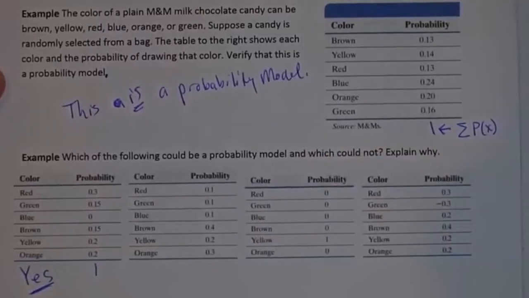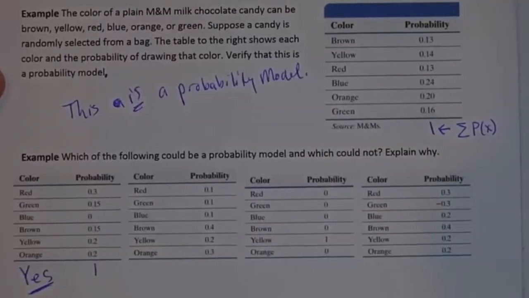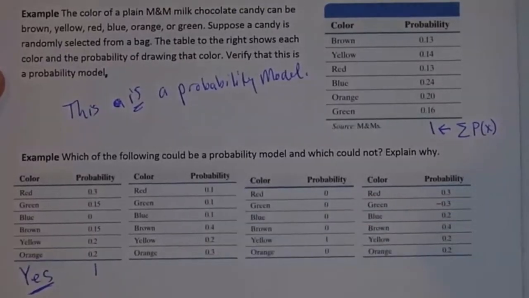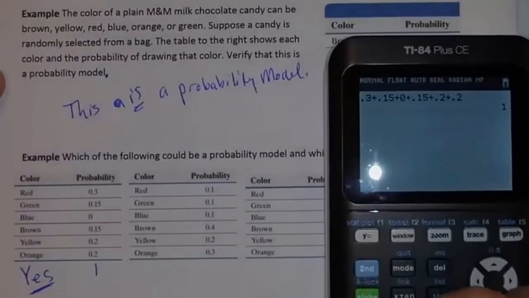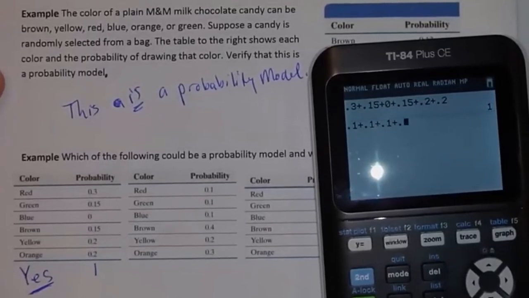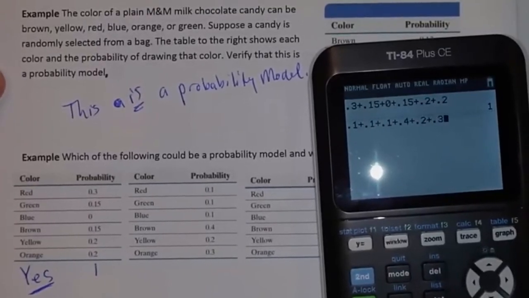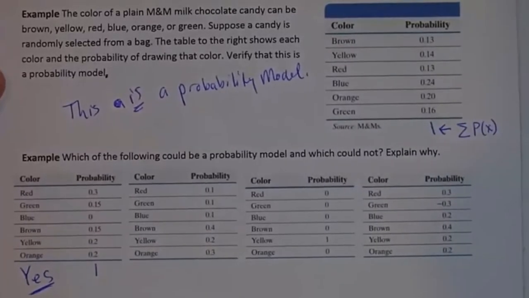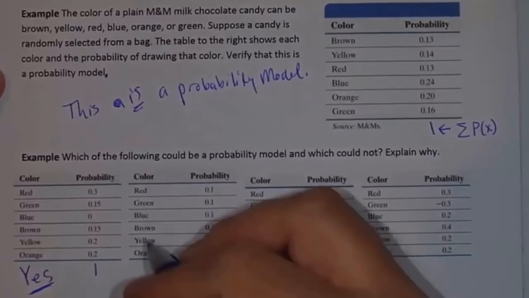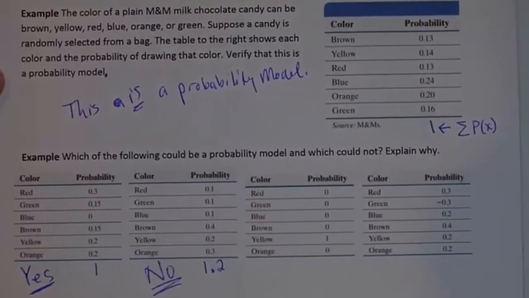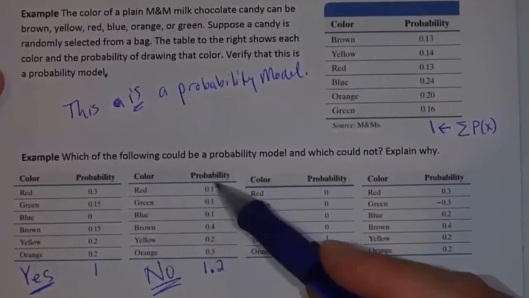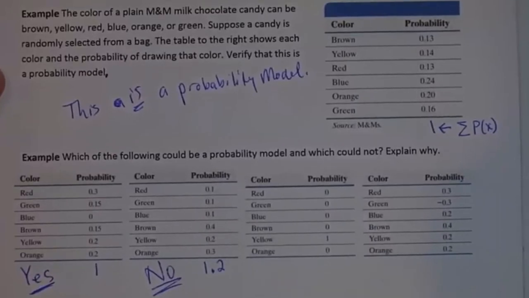Could this be a probability model? I'm going to check the same things. That's valid, valid, valid, valid, valid, valid. All of these are between 0 and 1, so all of those are valid probabilities. If I add up 0.1 plus 0.1 plus 0.1 plus 0.4 plus 0.2 plus 0.3, that adds up to 1.2. That does not add up to 1. So it cannot be a probability model because it doesn't meet the condition that these probabilities add up to 1.